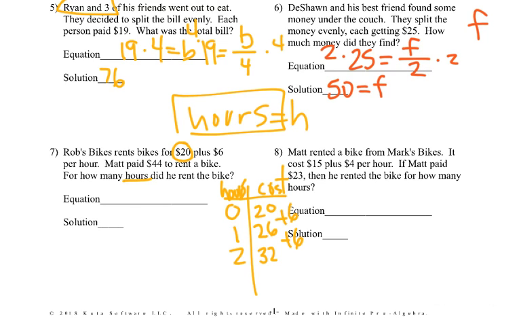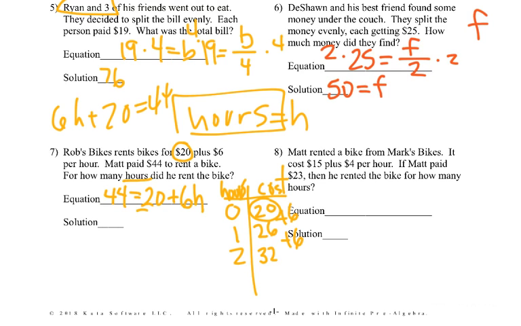Okay, so for our equation, we're going to start at $20, and we're getting to 44. We know we paid 44, so we had to pay the 20 just to rent it. Then we add $6 for every hour. So we get 44 equals 20 plus 6h. That's our equation. Now could we write that equation as 6h plus 20 equals 44? Yeah, you betcha we could.